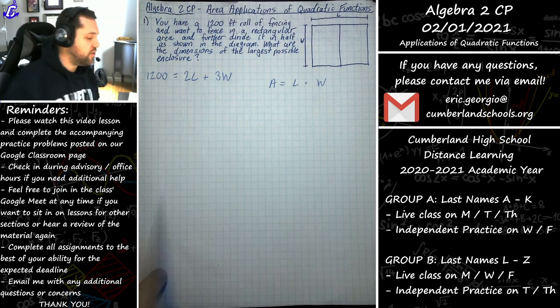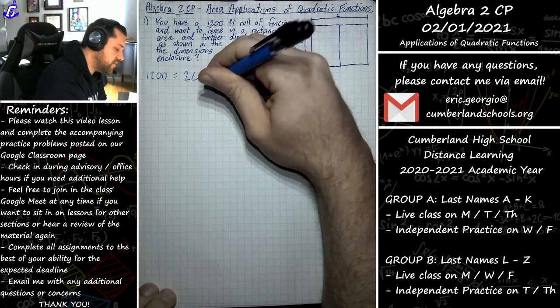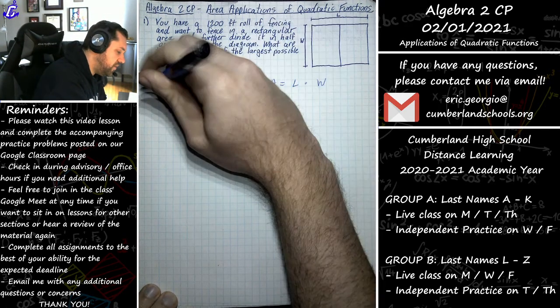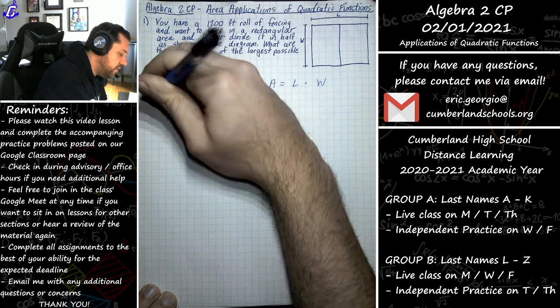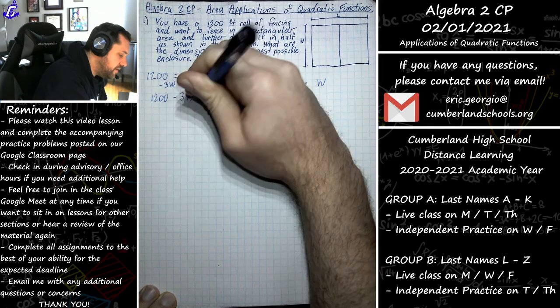It doesn't matter which one of these two variables you try to get by itself. You could try to get L by itself, or you could try to get W by itself. Just for the sake of picking one, let's try to get L by itself. So if I wanted to get L by itself, we could subtract 3W from both sides. We would get 1,200 minus 3W is equal to 2L.